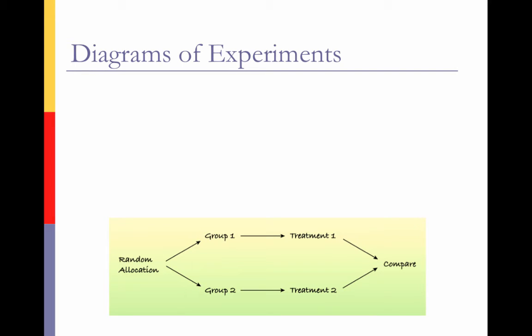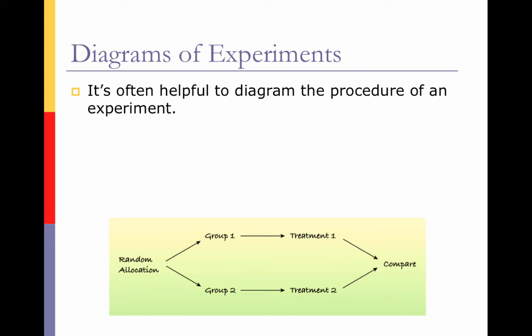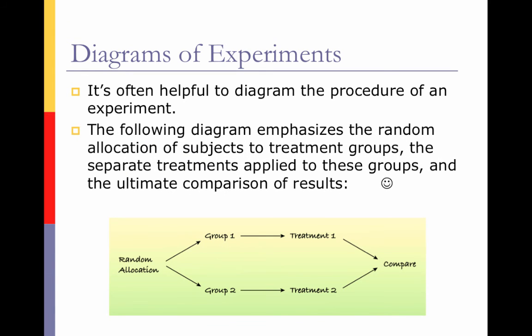Diagrams of experiments. It's often helpful to have a diagram of your experiment so you get an idea of what you need to do. So again, helpful to diagram the procedure of an experiment. The following diagram emphasizes the random allocation of subjects to treatment groups. Then there's separate treatments applied to these groups, and then the ultimate comparison of the results. So we have our random allocation. They're split into 2 groups. We give each group a different treatment, and then we compare their results.